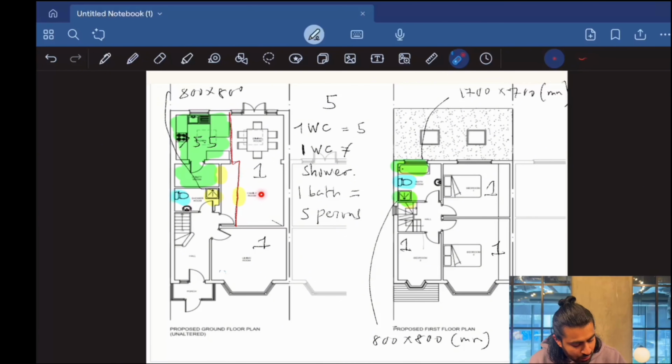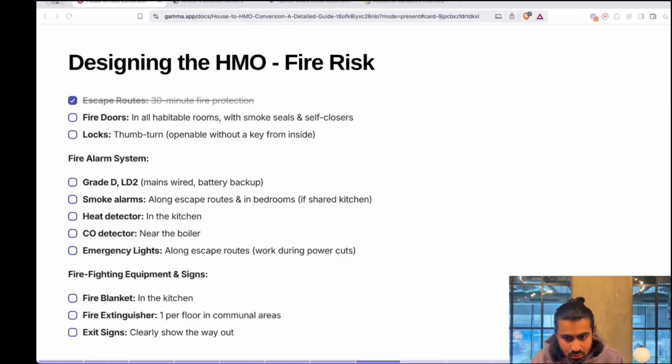Bedroom 2 would be out the door, through the corridor, out the fire exit. And then for bedrooms 3, 4, and 5, it would be similar. They get out on the hallway, go down the stairs, and then get out of the property. So we need to make sure that this is 30-minute fire protection. So what that actually means is that when we're erecting this partition, we need to make sure that this partition is 30-minute fire protected, essentially, has the right construction so that it is 30-minute fire protection.